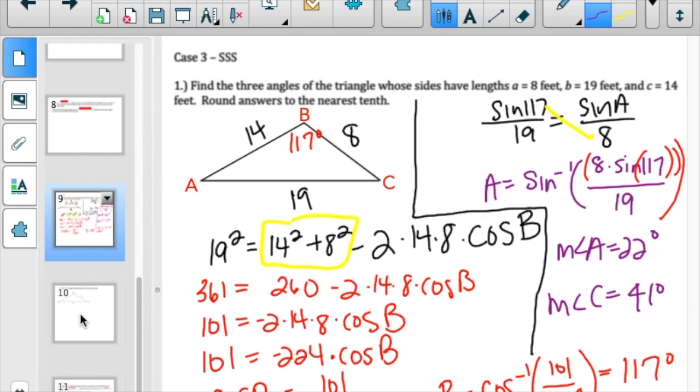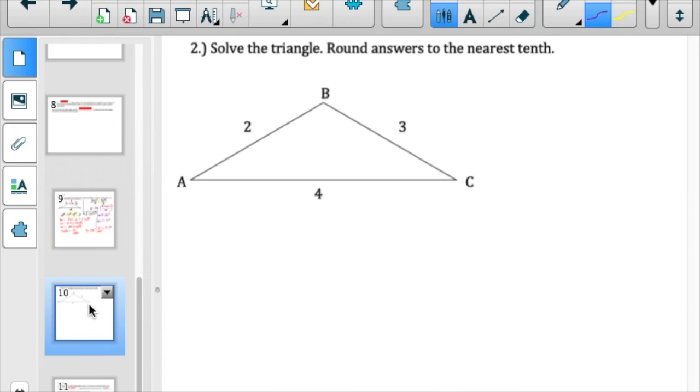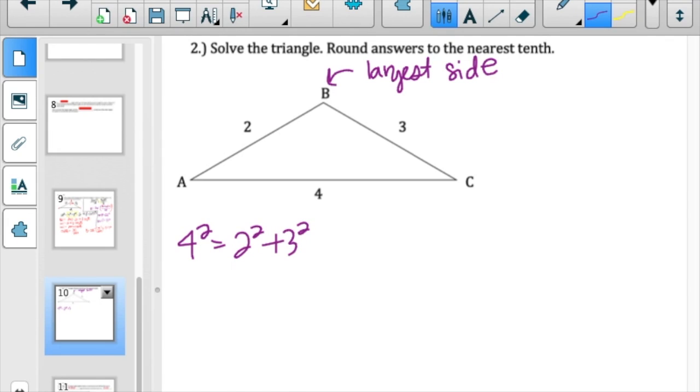All right, let's go through law of cosines one more time with this side, side, side scenario. We have to find which angle first. Okay, we have to find B first because it's the largest angle because 4 is the largest side. So we know that 4 squared must equal 2 squared plus 3 squared minus 2 times 2 times 3 times the cosine of B.